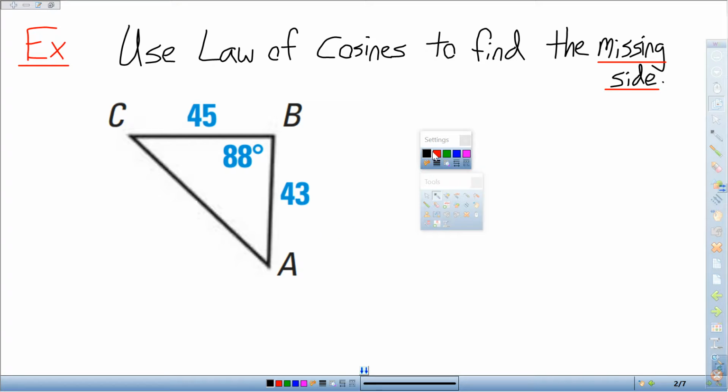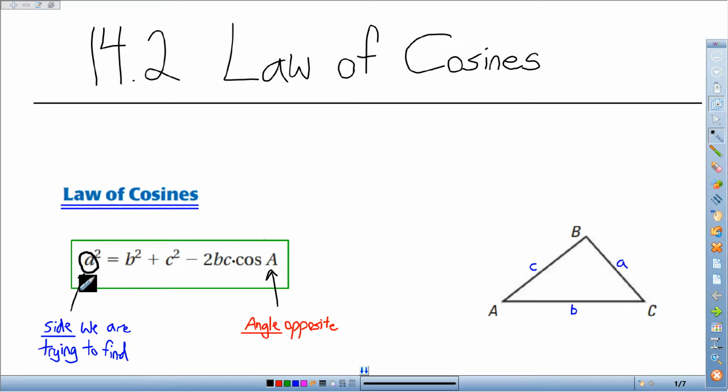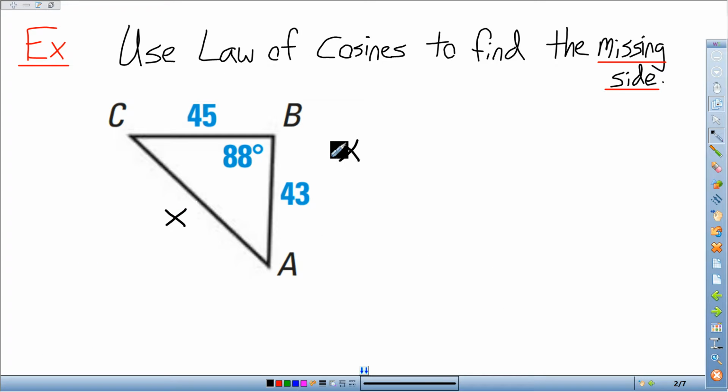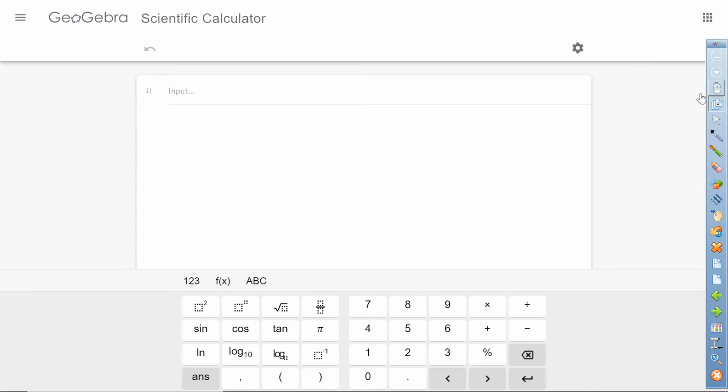First things first, our missing side is this one. It's the one we don't know. Let's call it x. When we plug into our formula, that's the first thing we plug in here. So we have x squared equals, and then b and c will be the other two sides. Let's start writing this out. x squared equals, and b and c are interchangeable, but I normally make b the smaller one, so 43 squared plus the other side, 45 squared.